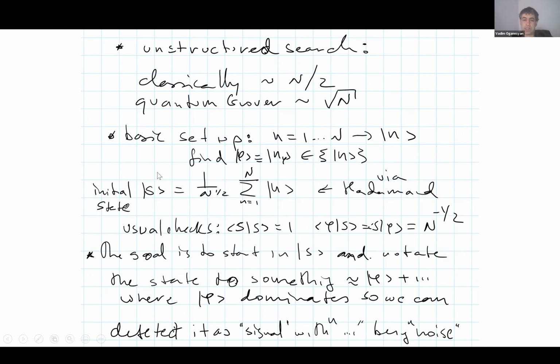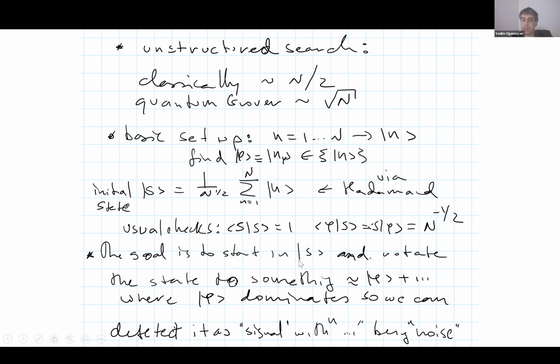So just the usual checks. This initial state S is normalized because of this 1 over root N. It is not orthogonal to phi because for now we're assuming that phi is inside the database. But the state phi contains the information we need, and the state S contains only a little bit of our information. The goal of the algorithm is to amplify this a little bit.